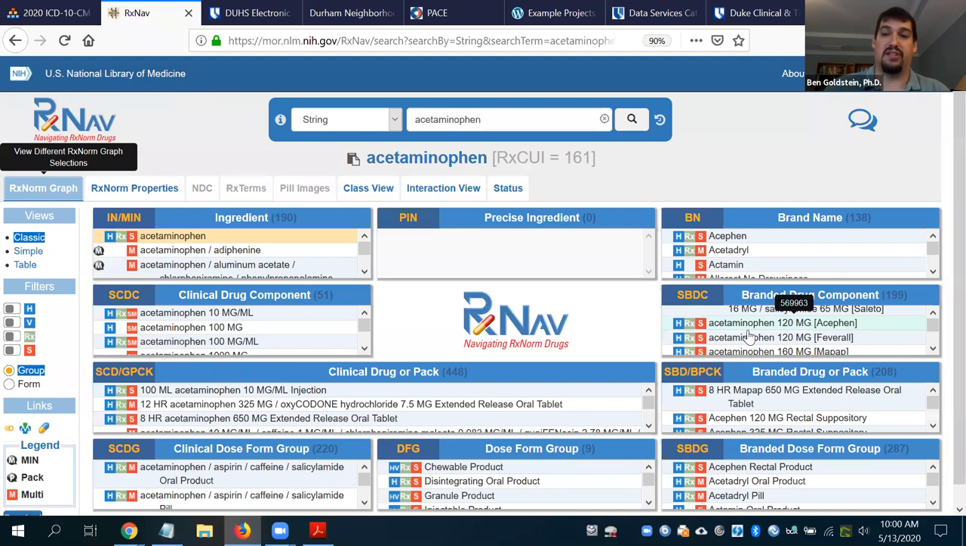As a researcher, all I maybe care about is, was my patient prescribed acetaminophen? I don't care particularly about the dosages. So I may want to do my query and say, pull all of the data that has any of these RxNorm, or what we call RxCUI codes.